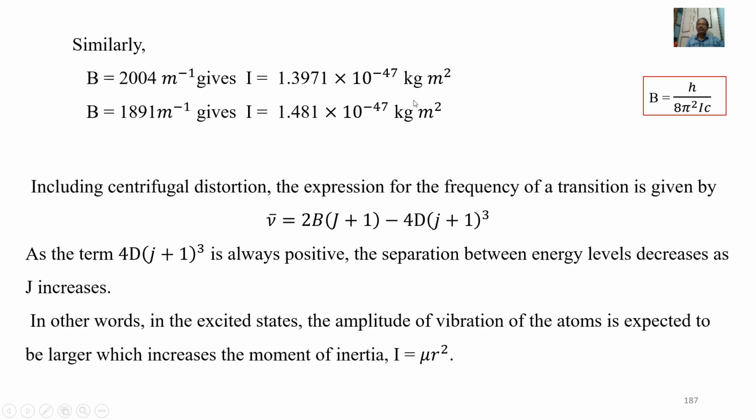Including centrifugal distortion, the expression for the frequency of a transition is given as nu bar, which is equal to 2b times j plus 1 minus 4d times j plus 1 whole cubed. The second term, 4d times j plus 1 whole cubed, is always positive. The separation between energy levels decreases as j increases. In other words, in the excited state, the amplitude of vibration of the atoms is expected to be larger, which increases the moment of inertia, I equals mu r squared.